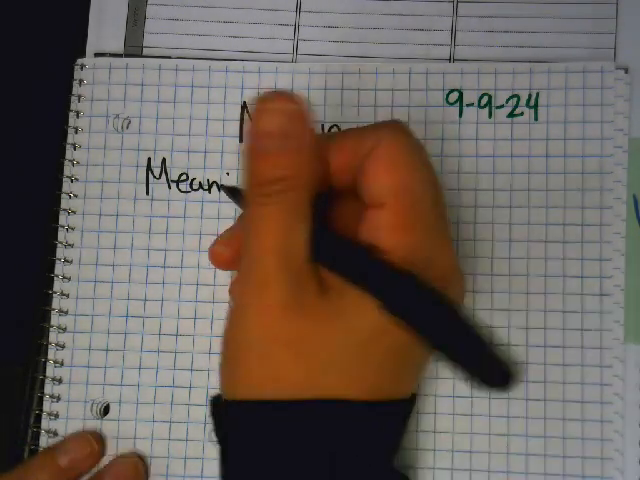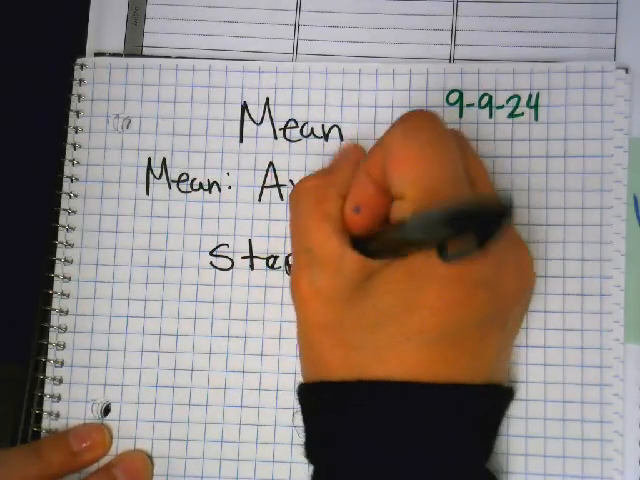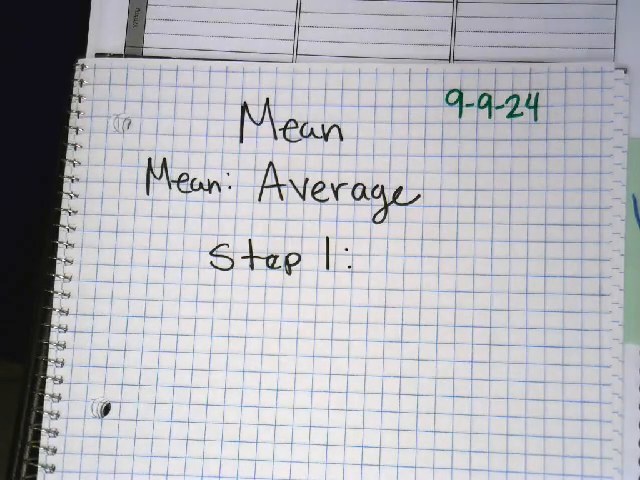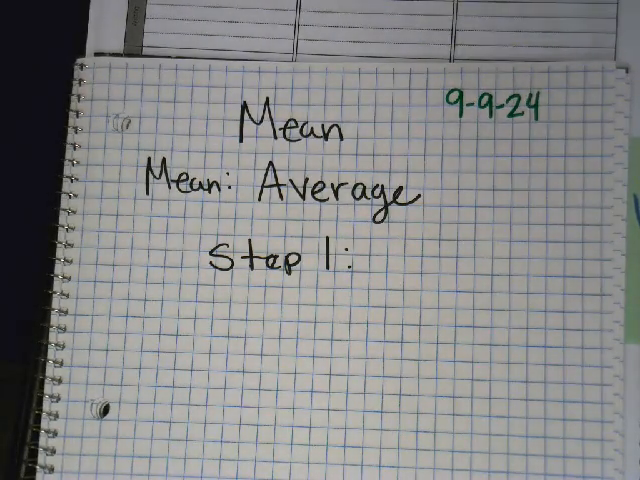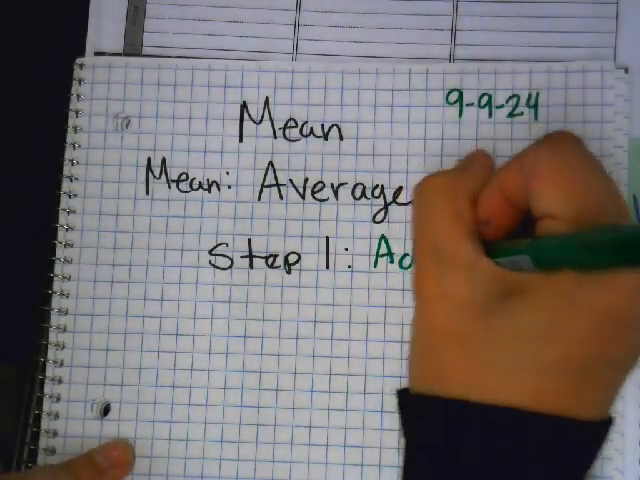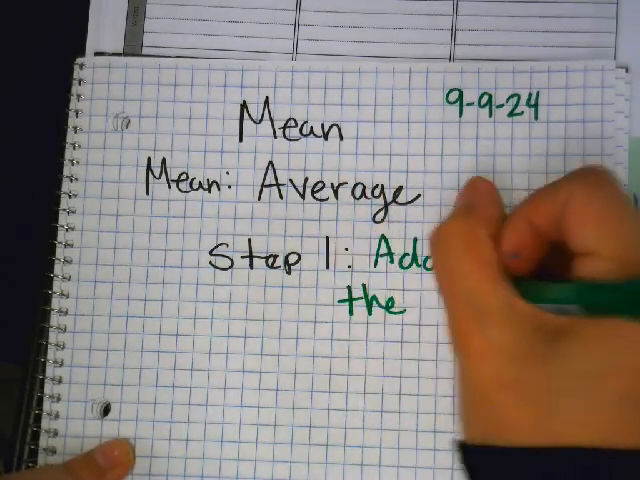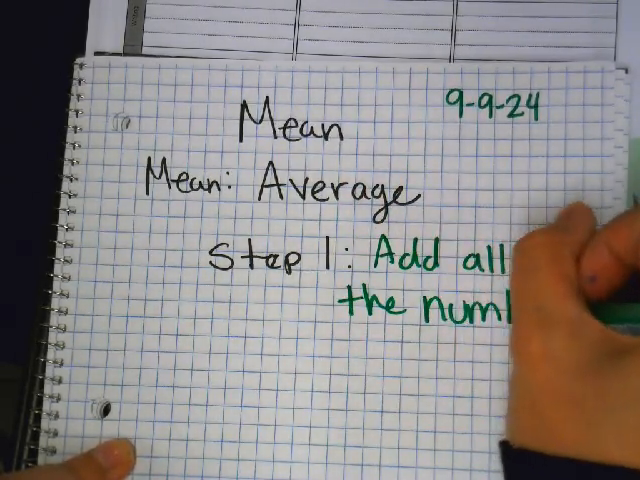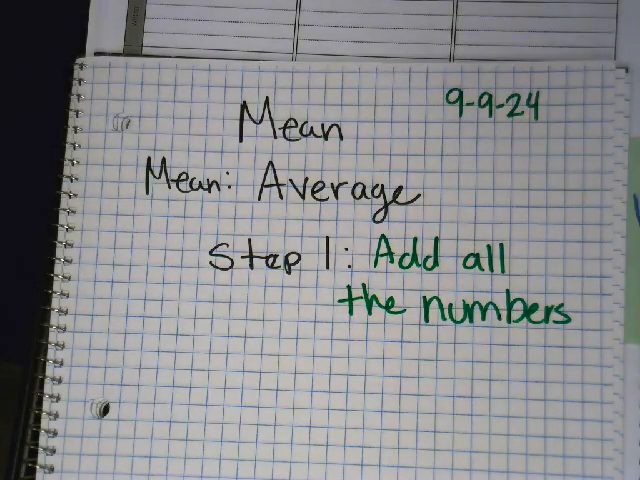Does anybody remember the first step in calculating mean from 6th grade? Step 1 for finding mean. Yes? Adding all the numbers and then dividing. Wait, just step 1. You're correct when you're saying that the first step is to add all the numbers.